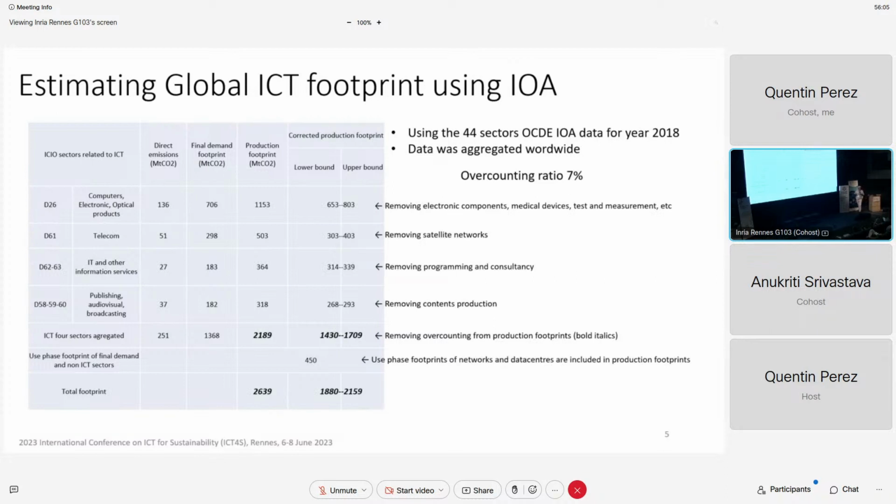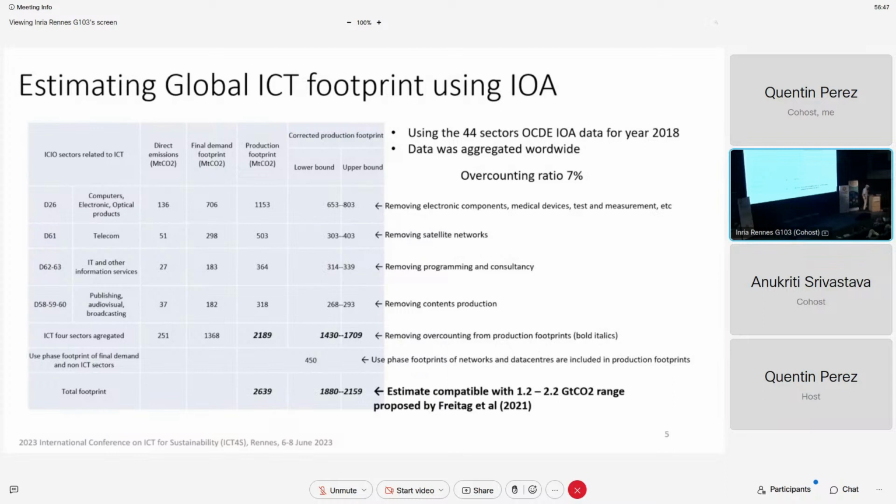We remove satellite networks and a bunch of things, but we have to do something that IOA cannot do, which is estimate the use phase footprint for everything in the economic system that is not the ICT sector. So we looked at the paper from Malmodin and Lundén, and I figured that maybe this figure was correct, so I added up this figure. I finally obtained this range, which I compare to the range proposed by Freitag et al. And I find it's compatible, but rather in the high end of the range.